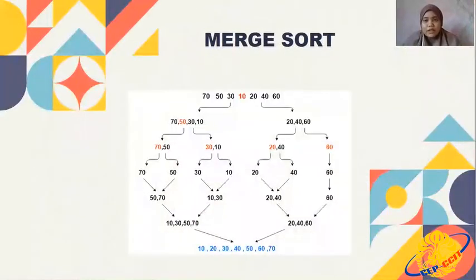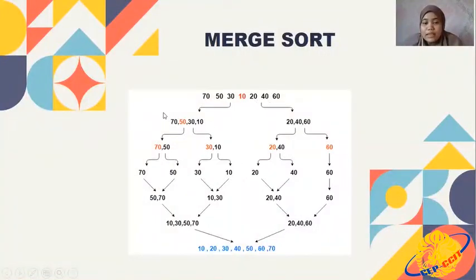And now I will tell you how merge sort works. In this example, we have 7 numbers. So we must break down all these numbers so we can get the left side and the right side. Why do we have 4 members on the left side, but 3 members on the right side? Because it is an odd number.